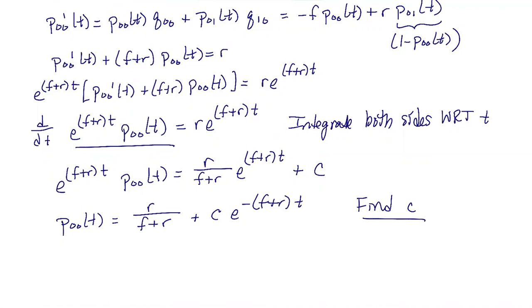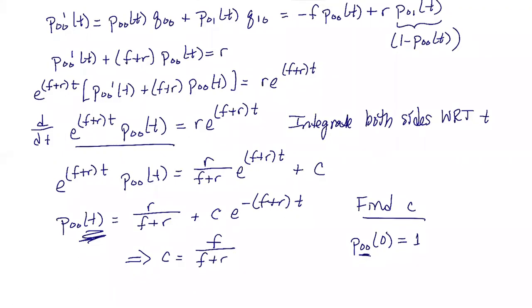And so we have an initial condition here. We do know the probability of going from 0 to 0 in 0 units of time. That probability is 1, as it would be for any subscripts here as long as they're the same. The probability of going from 1 to 1 in 0 units of time is 1, because we're not moving, so we're definitely staying where we are. So using that initial condition, plugging in 0 here, plugging in 0 here and setting this whole thing equal to 1, you will see that C is going to be f over (f plus r).